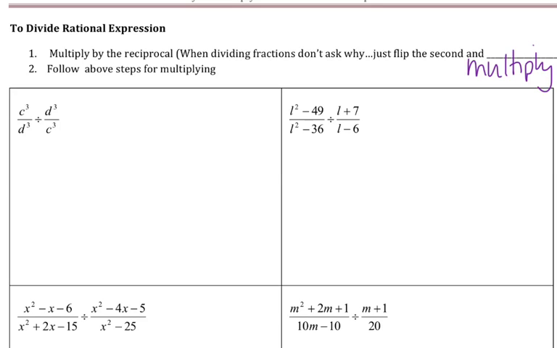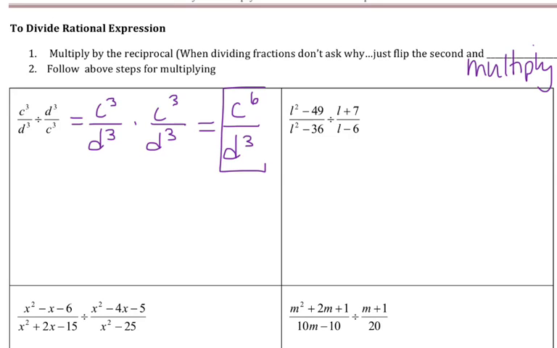So once you have done that step, we just do exactly what we've seen done in the previous problems. You keep the first one exactly the same, you flip the second one, and you simplify. Now in this problem, there's no factors that match on the top or the bottom, so all we can do is multiply across the top, multiply across the bottom. And we get c to the 6th, I made a mistake there, divided by d to the 6th.